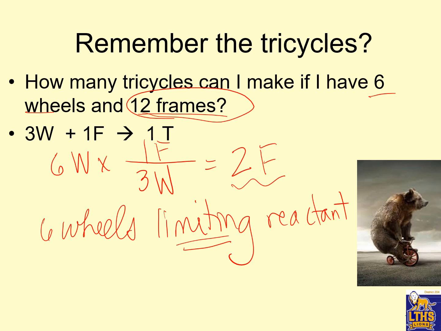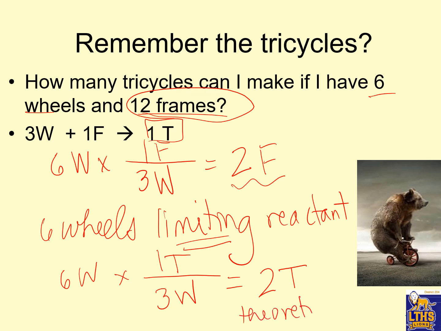Theoretical yield is how many tricycles we can get, how much product we can get from our limiting reactant. We start with our limiting reactant and we say, we need 3 wheels for every 1 tricycle, and we find out that we'll be able to make 2 tricycles. This is called a theoretical yield because it comes from using up all of our limiting reactant. So we'll be able to get 2 tricycles for those 2 bears that need them.